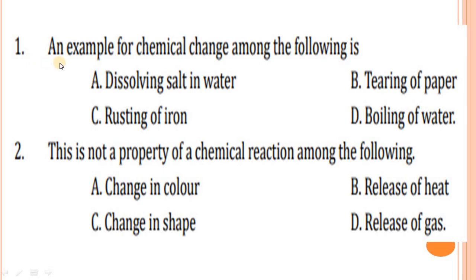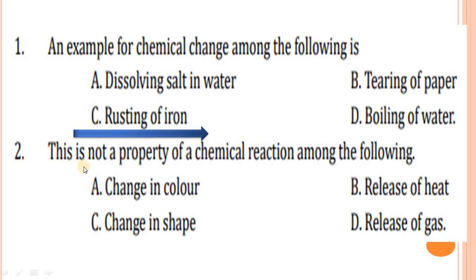So question number 1. An example for chemical change among the following is, the options are A. Dissolving salt in water, B. Tearing the paper, C. Rusting of iron, and D. Boiling of water. See here in the question they have given about the chemical change. Chemical change is nothing but the change where new materials or new compounds are formed. So your correct option is rusting of iron. In rusting of iron, the oxide of iron is formed.